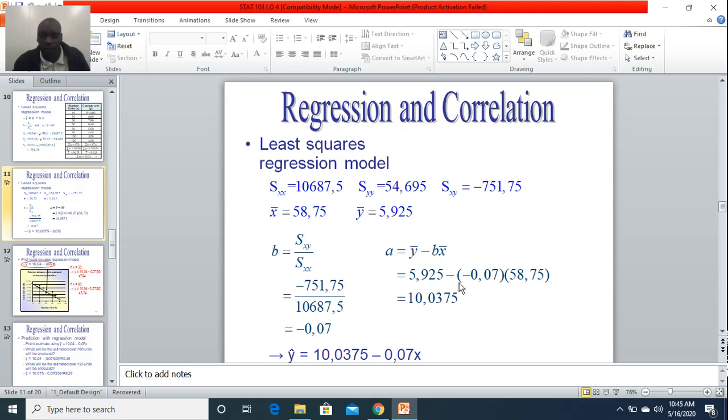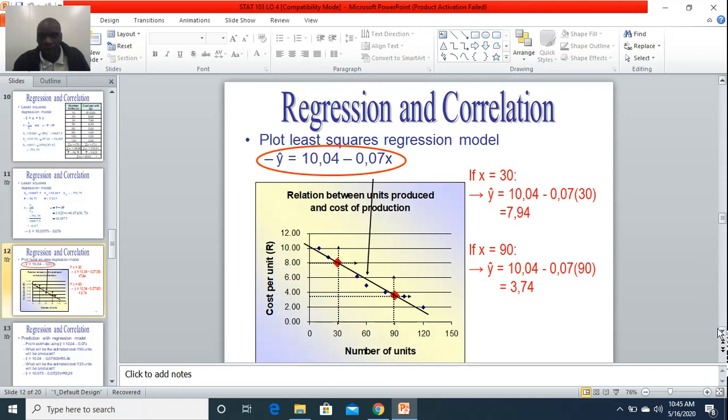Now our equation was y is equal to a plus bx. a we know, b we know, so this will be our equation. We can use it to predict. Let's say we know that x is 30 and we want to find y. We replace 30 where there is an x. We find that when x is 30, y is 7.94. So we can use it for prediction purposes.